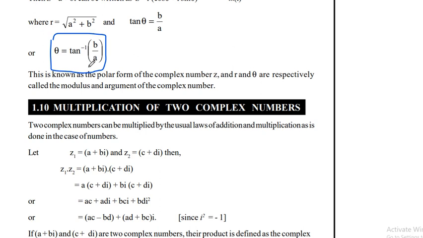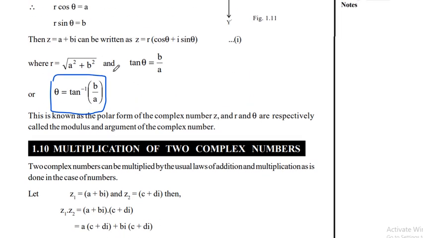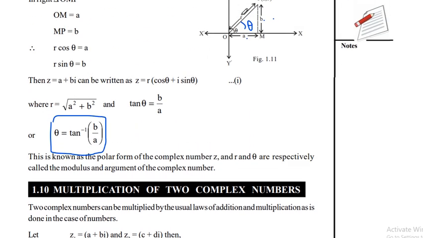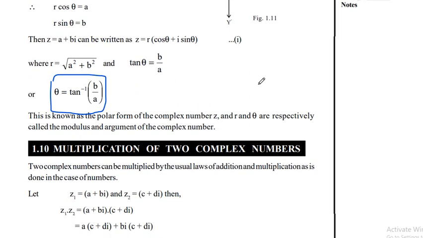So z has two things, argument and modulus. You will have the length, which is called r, and the argument, which is theta. So your r is the length of the vector, which is the modulus of z.